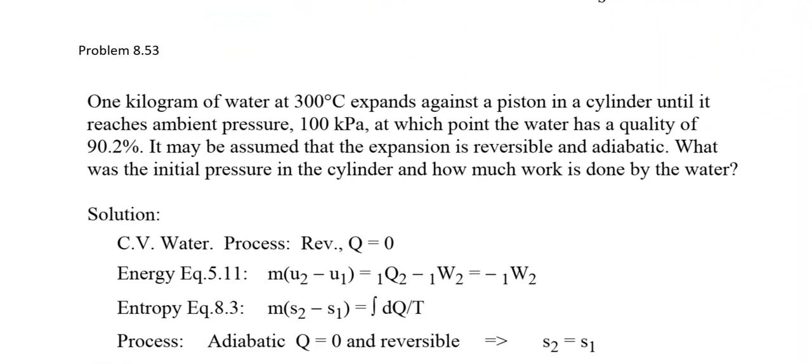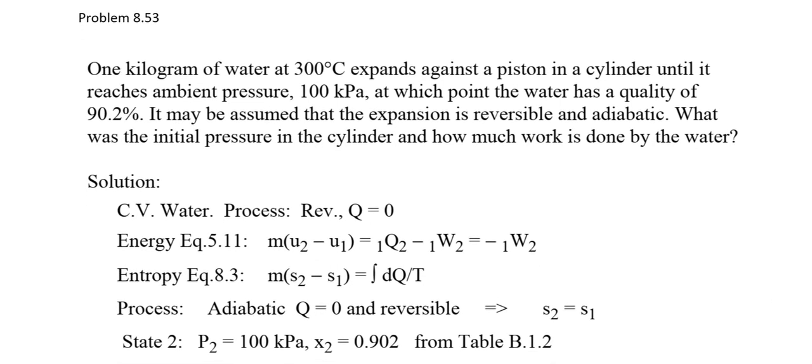Now moving towards the next problem, problem number 8.53. 1 kg of water at 300 degrees centigrade expands against a piston in a cylinder until it reaches the ambient pressure of 100 kPa, at which point the water has a quality of 90.2%. It may be assumed the expansion is reversible and adiabatic. What was the initial pressure in the cylinder, and how much work is done by the water?